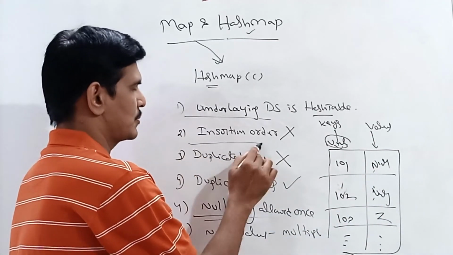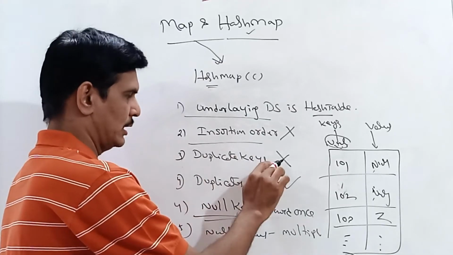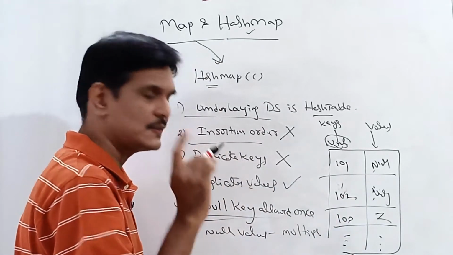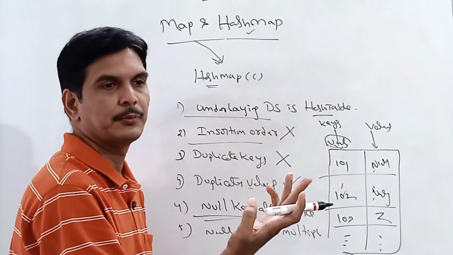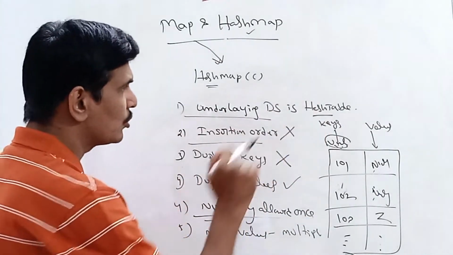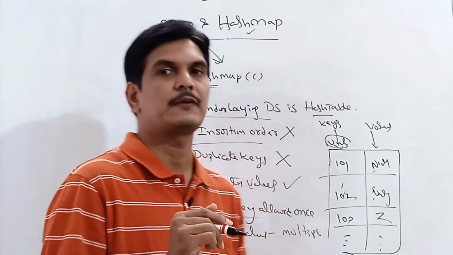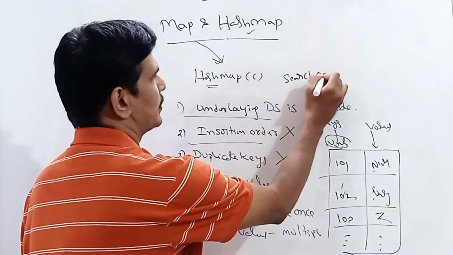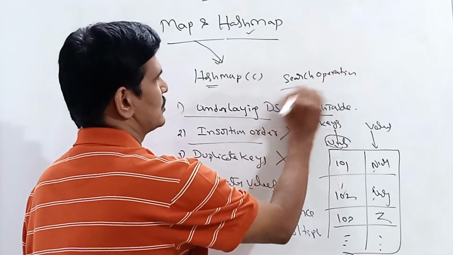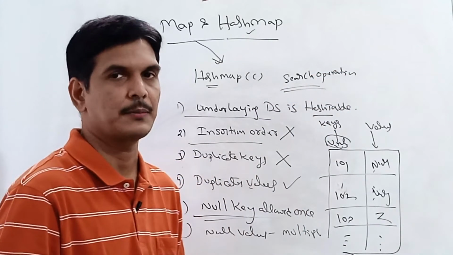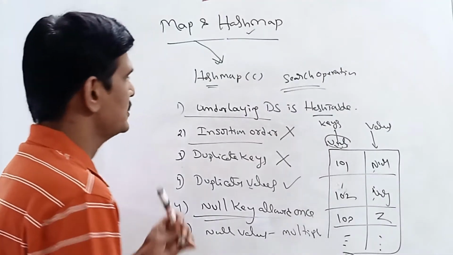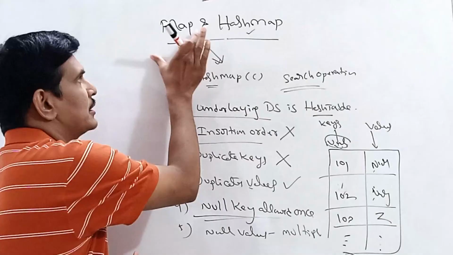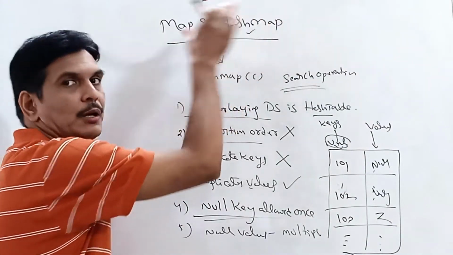So insertion order is not preserved, duplicate keys are not allowed, but duplicate values are allowed. Null key is allowed only once. Null values can be multiple. And when do we go for HashMap? We can always prefer HashMap whenever you have a larger number of search operations. Searching will be very fast in HashMap. These are the few important points to remember when working with Map or HashMap. Map is an interface which is implemented by the HashMap class.